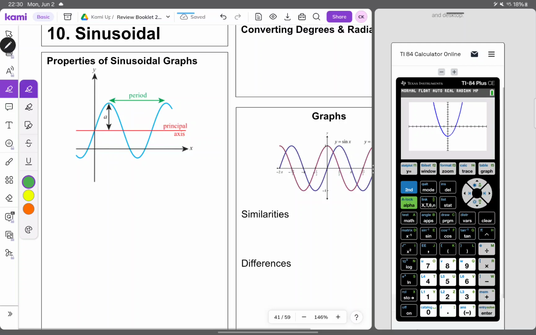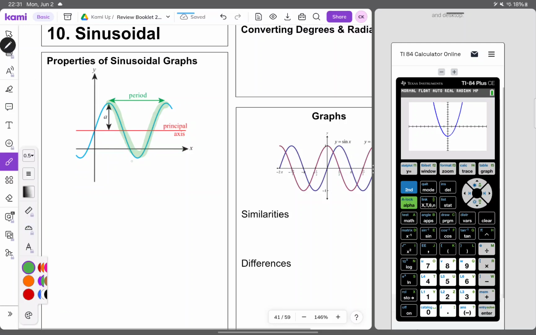So a cycle is where we start, we do the pattern, and where we are about to start the pattern again, that is one full cycle. So this is a full cycle, and its horizontal distance is what we call the period.